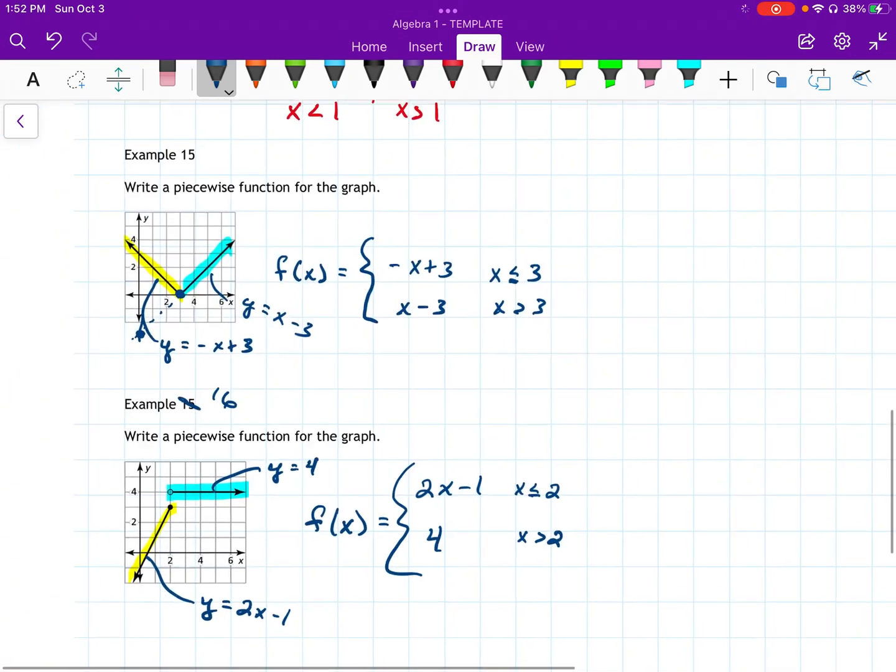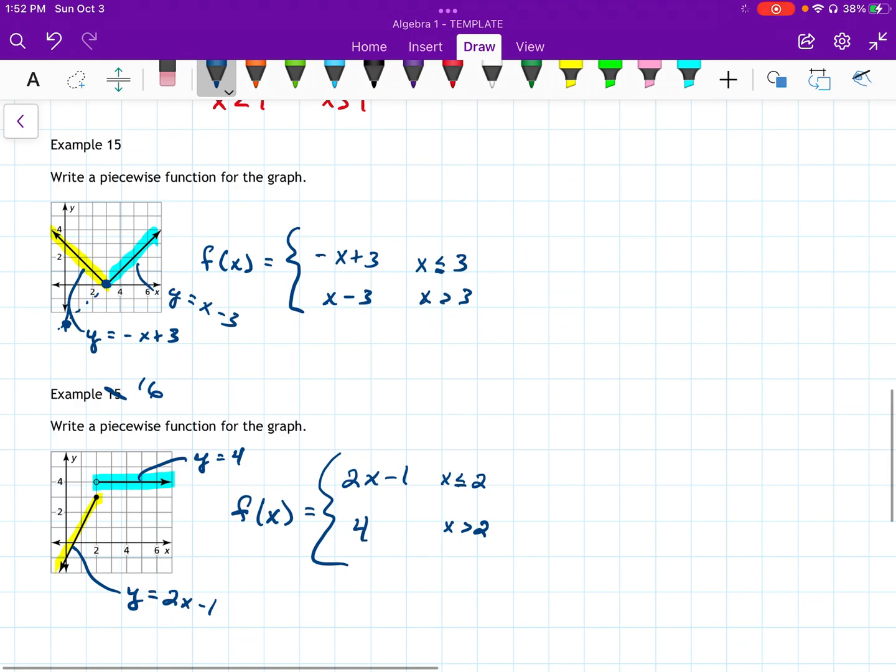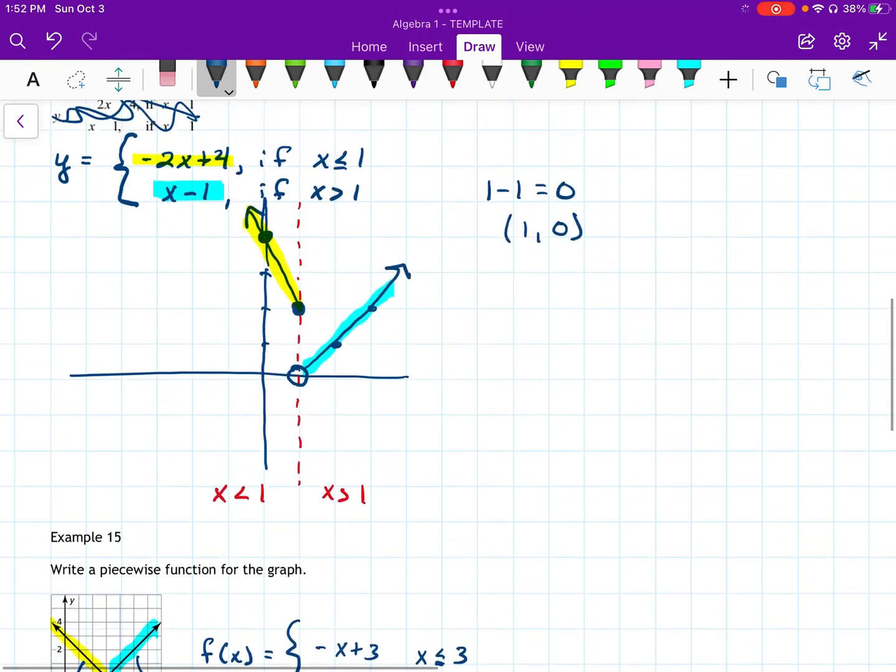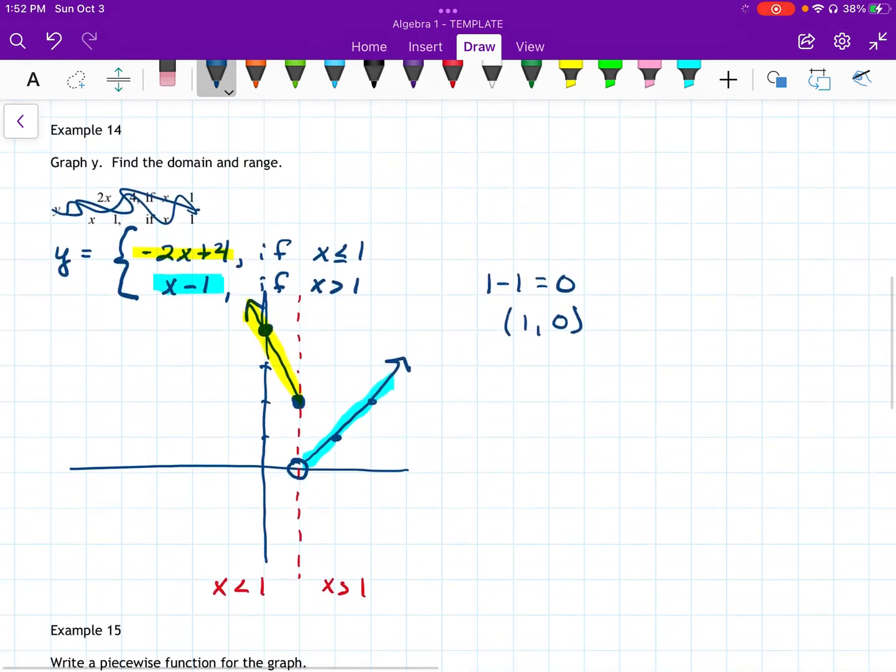Make sure that you have these two examples. That would be good to look at for your homework. And also this one too would be a good one to look at for the homework.